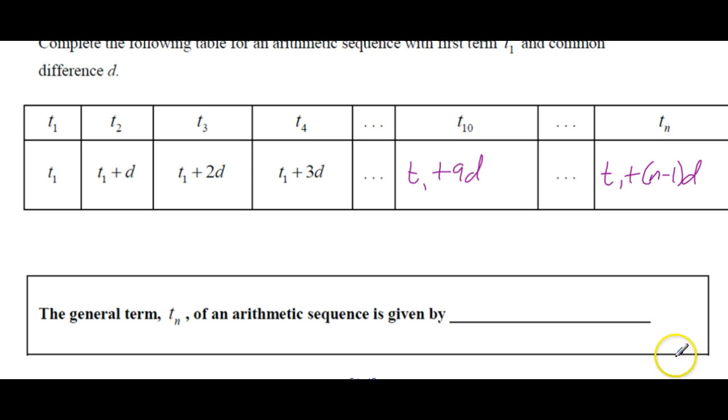The general term T sub n of an arithmetic sequence is given by T sub n equals T1, so we always start with the first term, plus n minus 1 common differences, right? Plus n minus 1 times D.